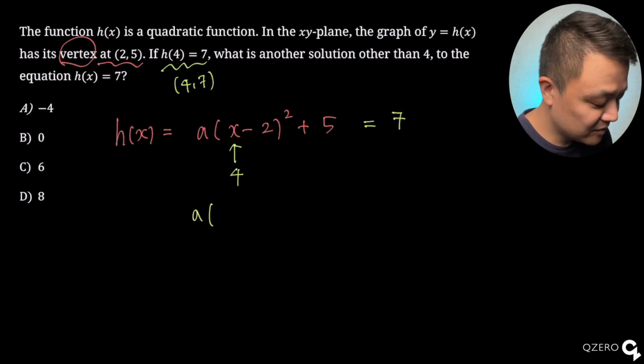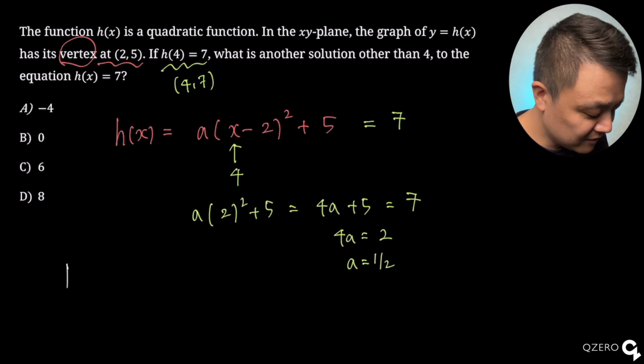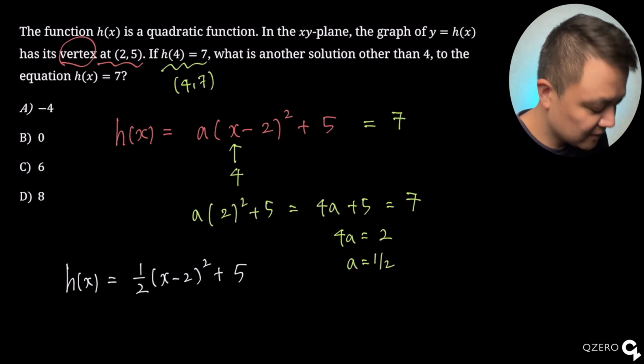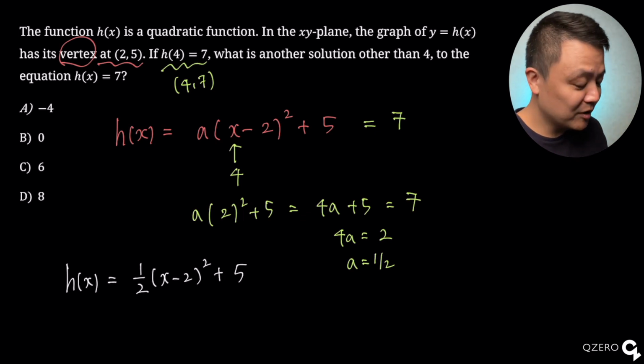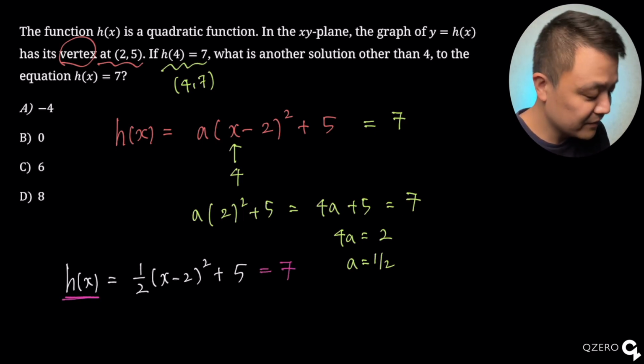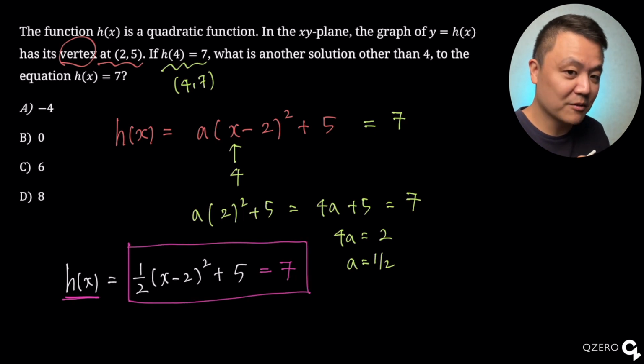So a times 4 minus 2 is 2. 2 squared is 4. So this is supposed to be equal to 7. So 4a equals 2. a is 1/2. So we found the complete quadratic function h. This is it. And what we're looking for here is we want the function value to be equal to 7. So we're now supposed to solve this equation here.